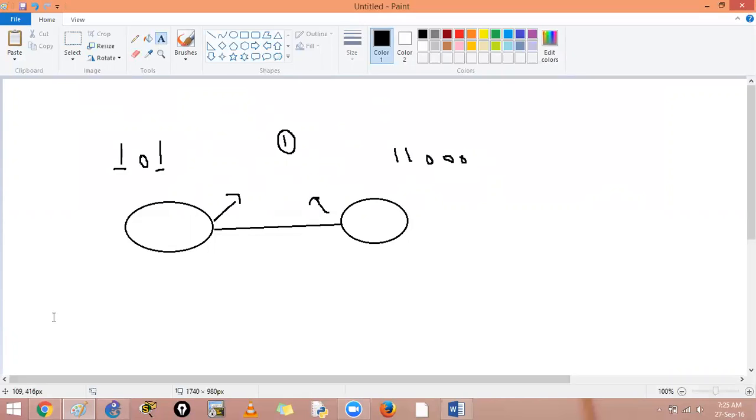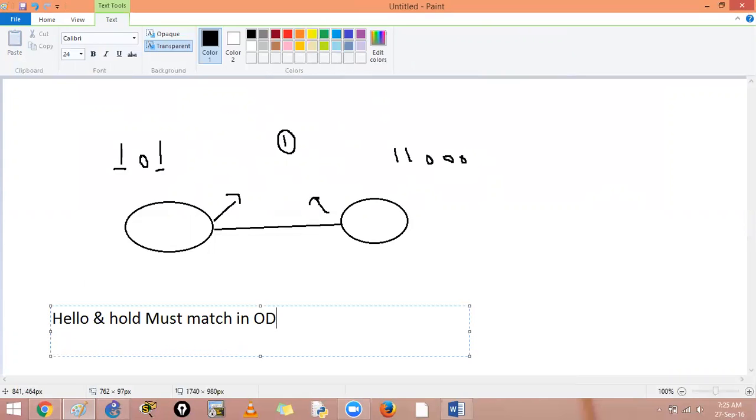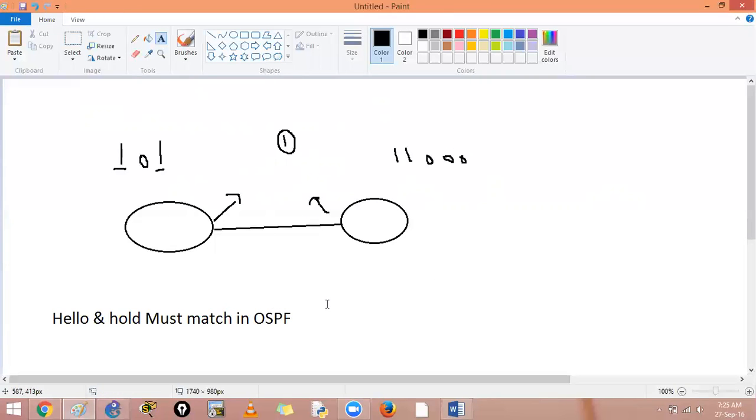In OSPF, the hello time, hello and dead time, must match. If you and I have a different hello time in OSPF, the neighborship will not form. In EIGRP it is not mandatory. If your and my hello time and hold time are different, it's not going to affect anything.